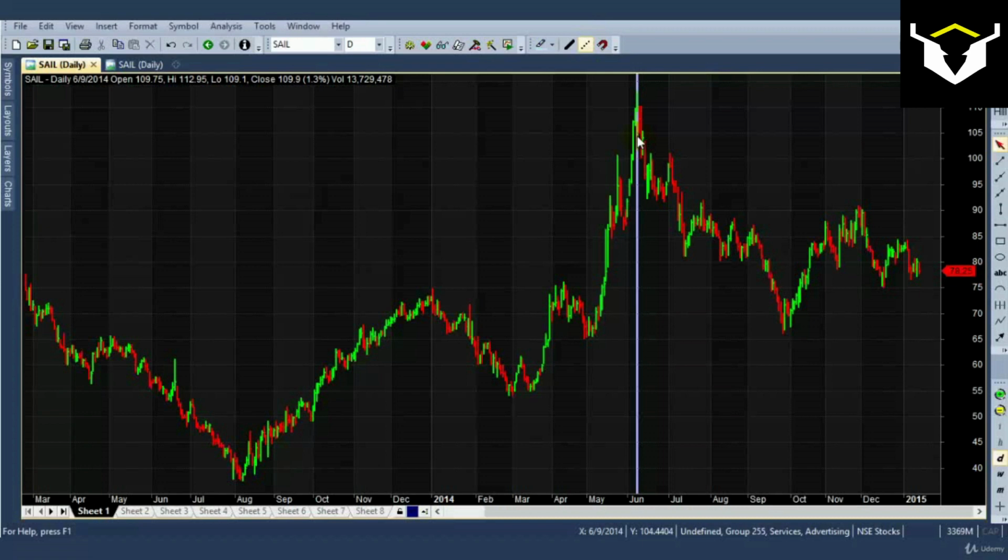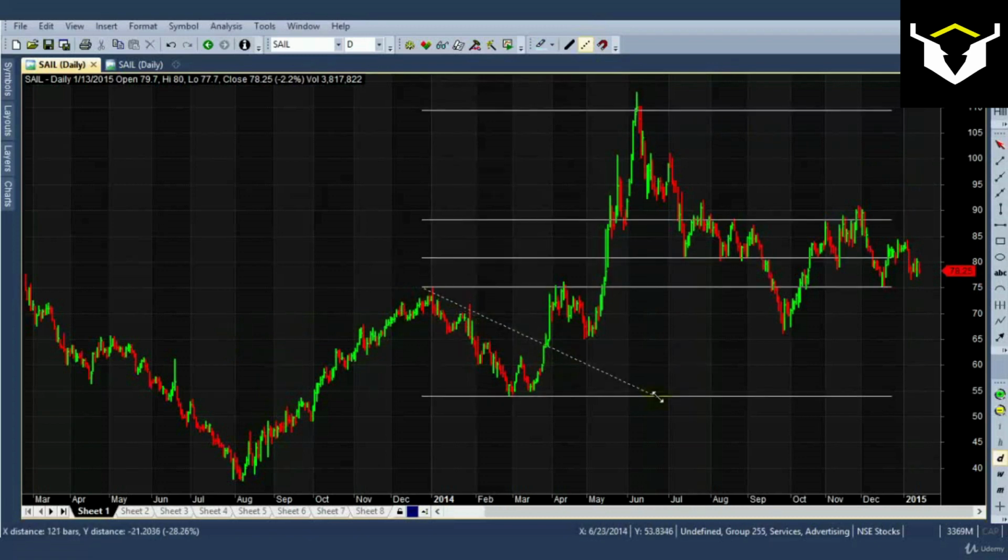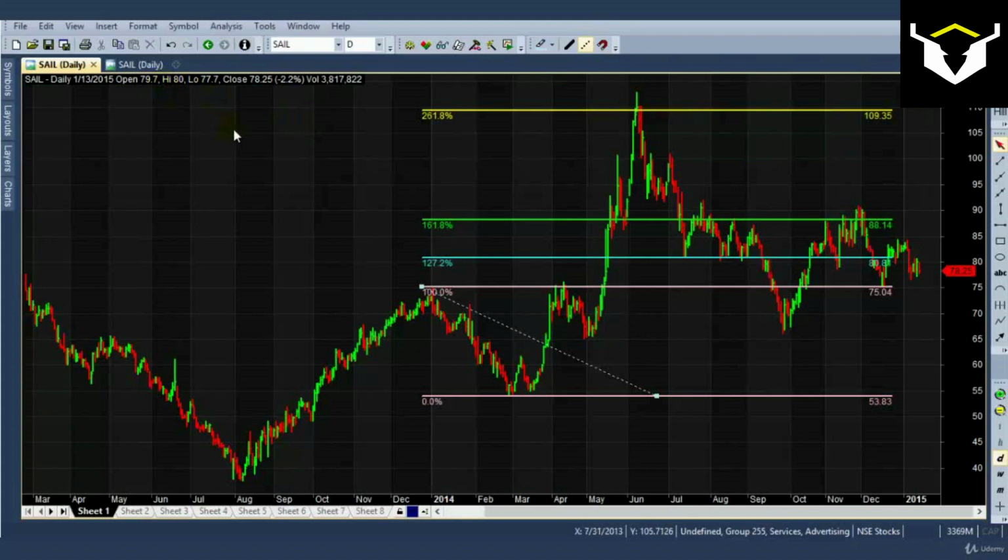Now, were there any hints that would warn you that this level is going to be an important level? The only way to know that is to plot extensions. Our first extension will be of this larger swing, the bottom, and there you go. The top was near its 261% zone. Is there any other extension that would warn us that this 110 rupees is an important level for SAIL stock? The only other correction left is this minor correction. So we'll go ahead and plot an extension of this minor correction as well.